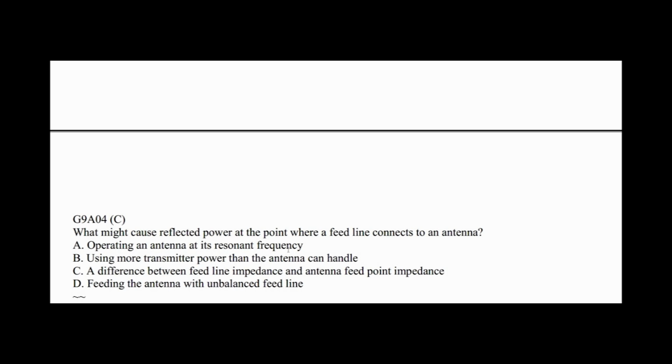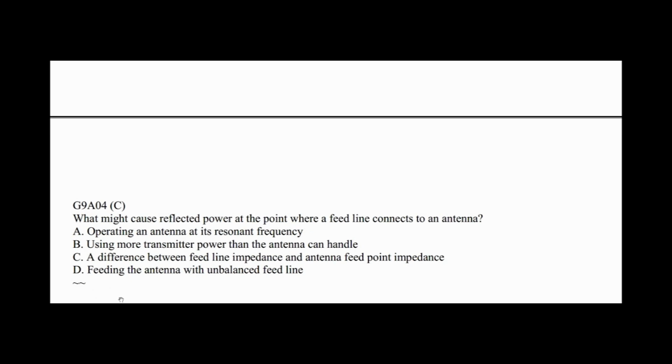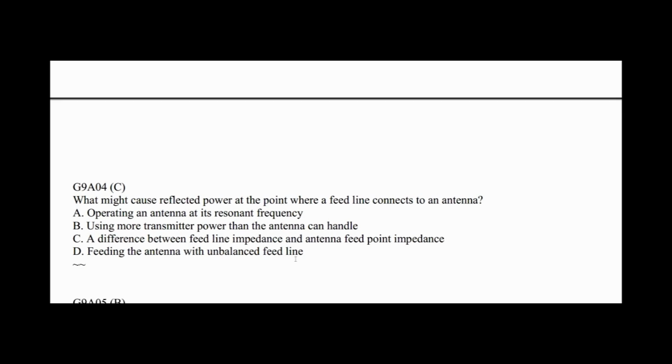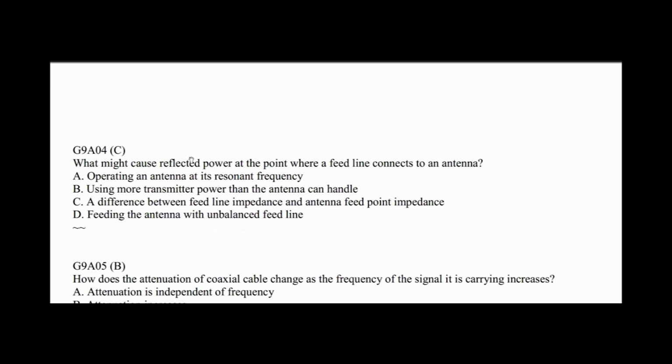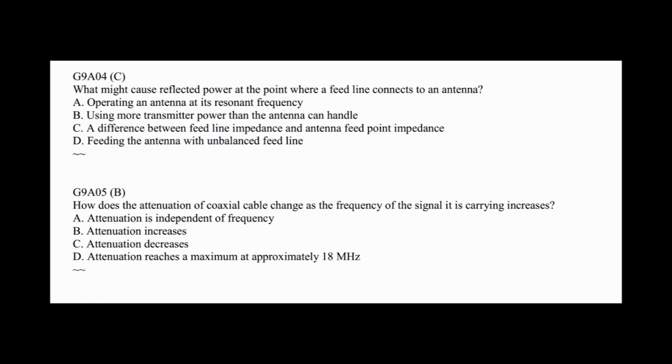Using more transmitted power? No, has nothing to do with that. Feeding the antenna with an unbalanced feed line. That'd be saying feeding it with coax. No, that doesn't cause reflected power. It's C, a difference between the feed line impedance and the antenna impedance. So there's a mismatch in impedances. Easily solved, though. Many different ways.